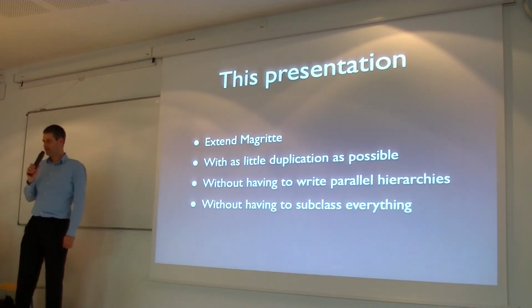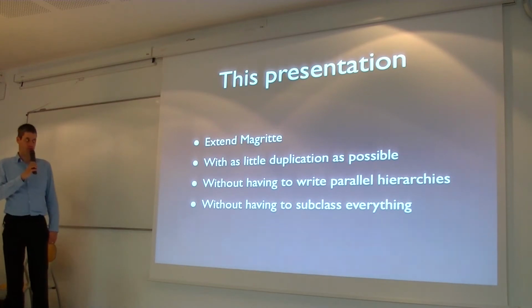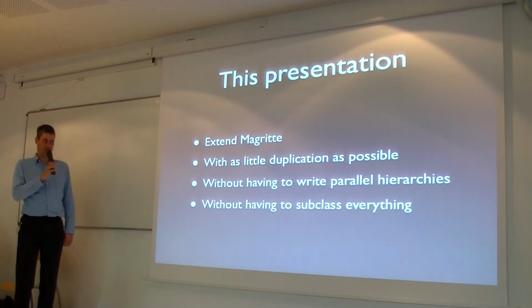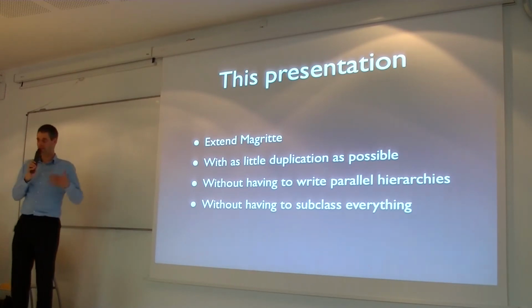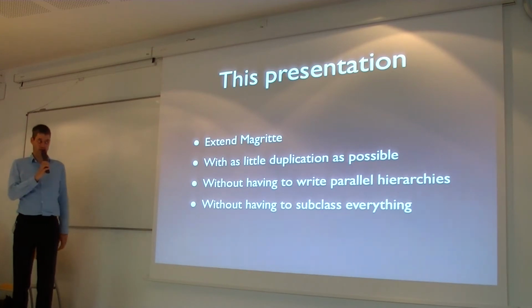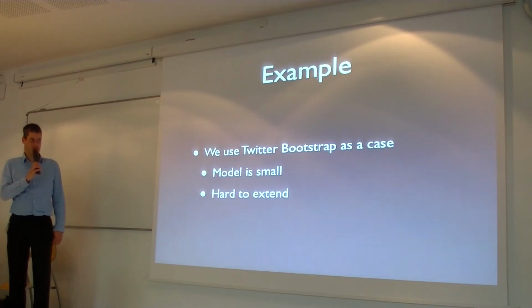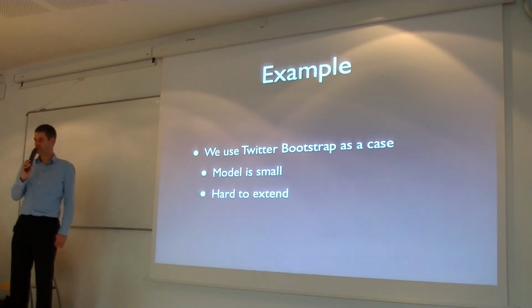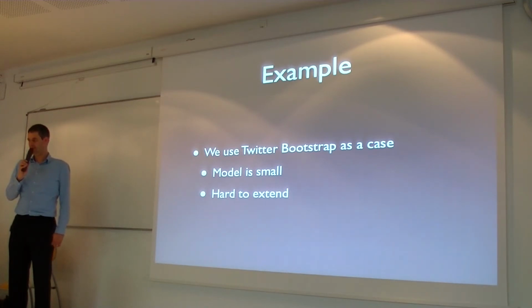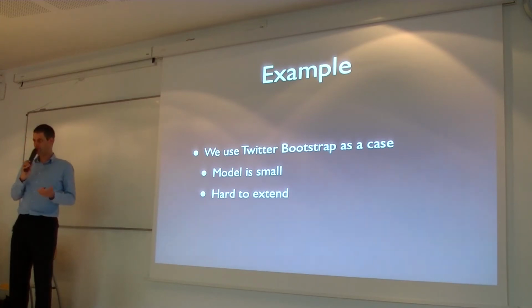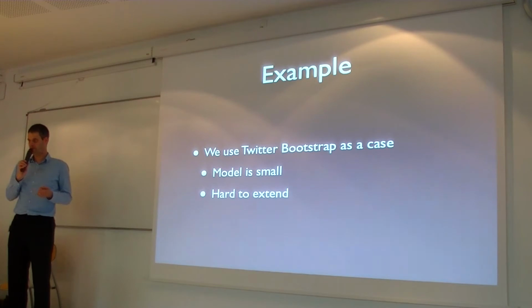So, as I said earlier, in this presentation I will focus on how you will be able to extend Magritte with as little duplication as possible, without having to write parallel hierarchies and without having to subclass everything. As I said, we will use the Bootstrap example because, let's face it, it looks very good, and the idea behind it is really good. But because the model is small, it has a few problems, so we made an improved version.